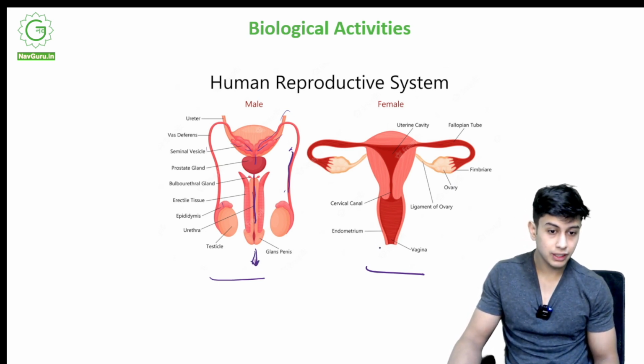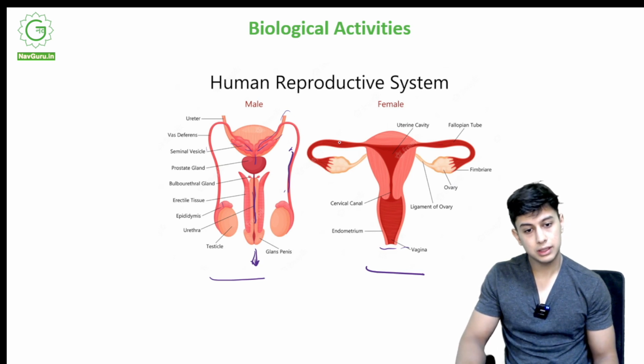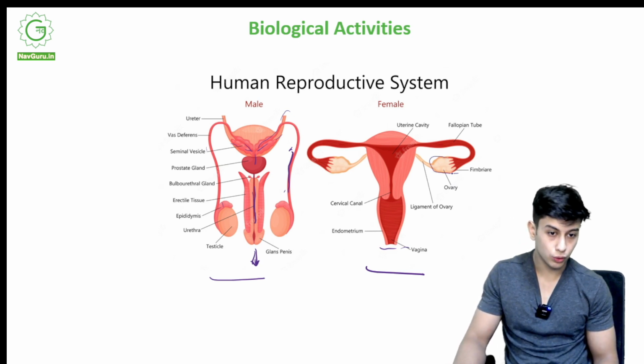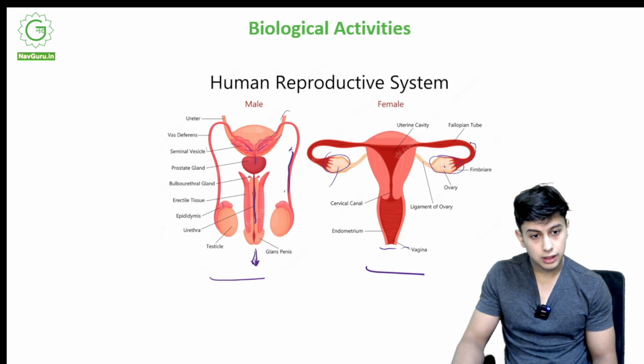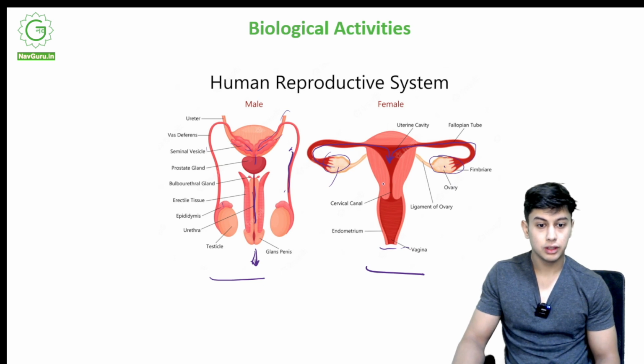Now in the female we have the vagina. This is the inner working of the vagina. We have the ovaries. Ovaries produce the egg. This egg is transported through the fallopian tube. We have the lining, we have the cervical canal over here, we have the urethra.